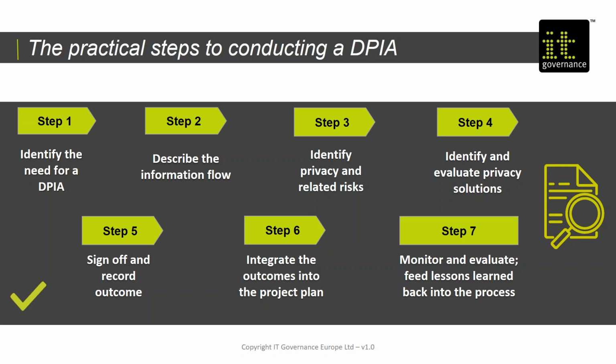Step 4 then, identifying and evaluating privacy solutions. So having identified your privacy risks, you then need to assess the costs and benefits of treating or mitigating those risks by looking at the impact on privacy and the effect on the project outcomes. You should record those privacy risks which you've decided to accept as necessary for the project to continue.